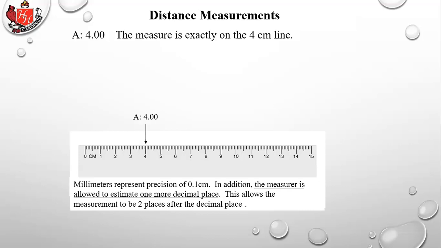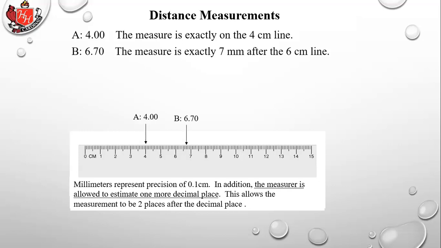In addition, the measurer is allowed to estimate 1 more decimal place. This allows the measurement to be 2 places after the decimal point. So a correct reading on this ruler or meter stick, it's not a matter of your choice, has to be 2 places after the decimal. So if you think it's exactly on 4, then it would be 4.0, and then your estimate digit, that last 0, would be a 0 if you think it's exactly on 4. Let's look at some other examples.